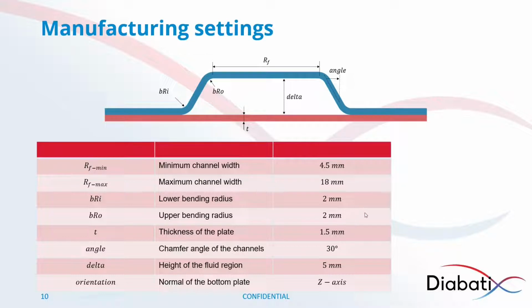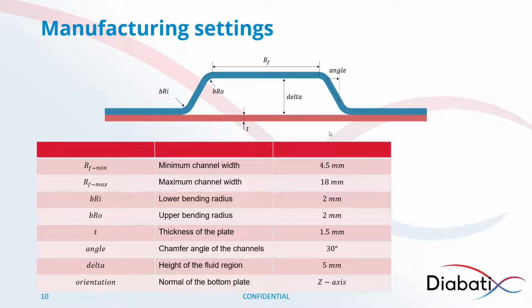We need to take into account some bending radii. The lower bending radii, which you can see here, is 2 millimeters. The upper bending radii is also 2 millimeters, and that's two times measured on the inside of the radii, and that defines as well automatically, of course, the outer radii, since the thickness is also one of the parameters that we need to give. Then there is an angle here that's 30 degrees, and we also need to define the height of the fluid region, which is this delta, and that's 5 millimeter in this case.